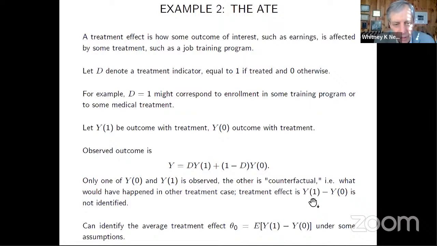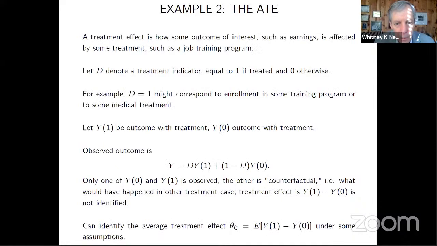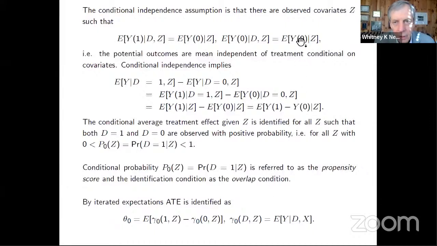Okay. You can, under some conditions, identify the average treatment effect. And we're going to focus on that. And so our parameter of interest now is going to be the expectation of the treatment effect. Okay, so the expected difference Y1 minus Y0. And you can identify this under some assumptions. Okay, so we are going to look at the conditional independence assumption, okay?